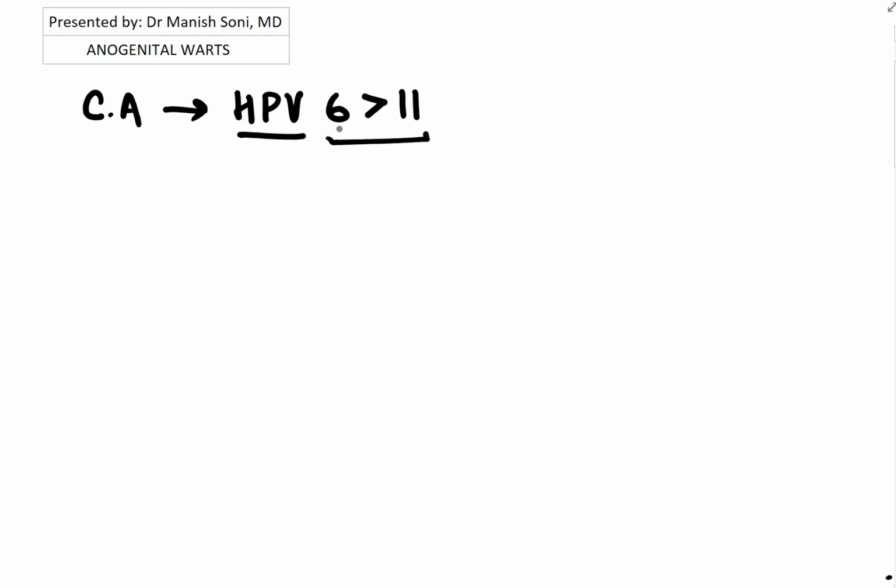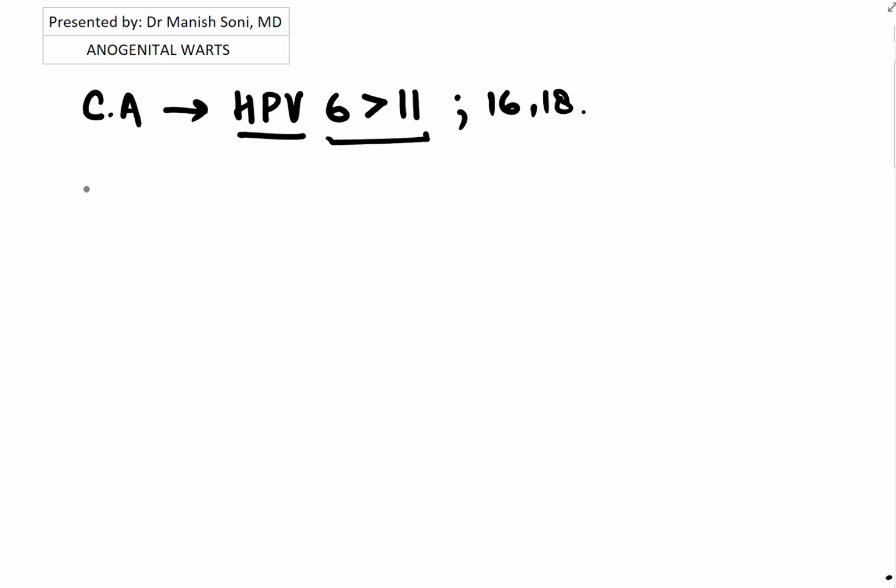Today let us discuss anogenital warts. These anogenital warts are commonly caused by human papilloma virus, commonly the subtypes 6 and 11, and among these, 6 is more common than 11, and less frequently by subtypes 16 and 18. So the causative agent is human papilloma virus 6 and 11.